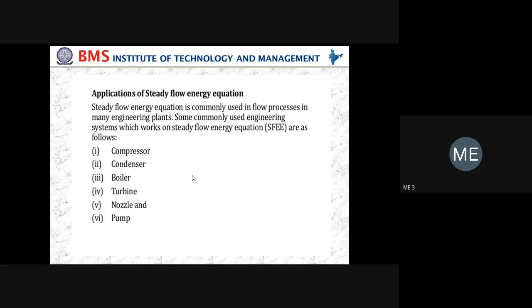Okay, so it is a work absorbing device. Next, we are having the boiler. What do you mean by boiler? Anybody? What is the application of boiler? Producing steam. So, producing the steam at a constant pressure. The heat is supplied.